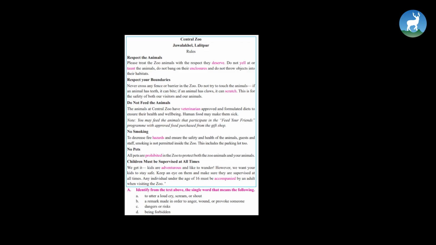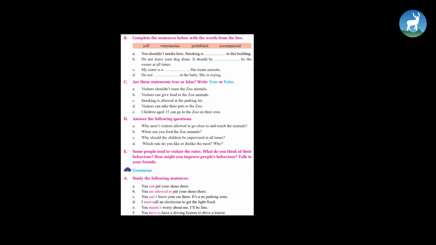Let's go to the exercises now. Identify from the above text the single word that means the following: to utter a loud cry, scream or shout: yell. A remark made in order to anger, wound or provoke someone: taunt. Dangers or risks: hazards. Being forbidden: prohibited. Now using these 4 words, we need to fill in the given blanks. I'm very sure you'd be able to do this along with true or false and question answers.